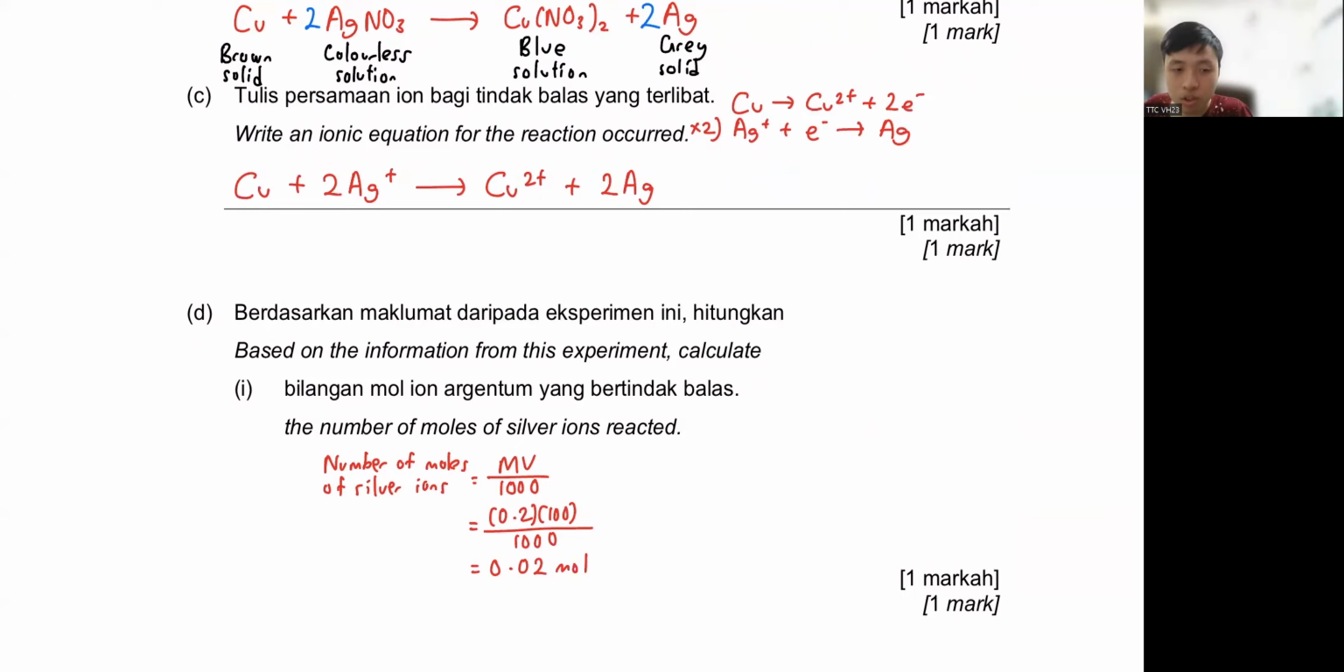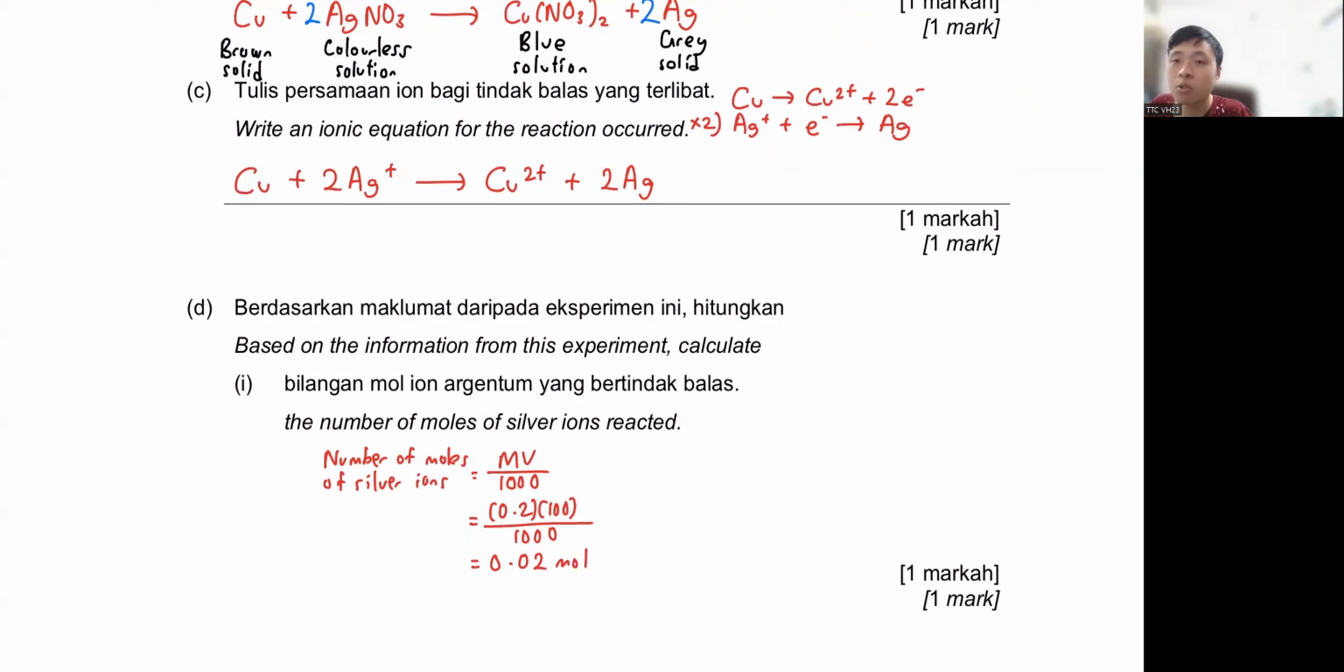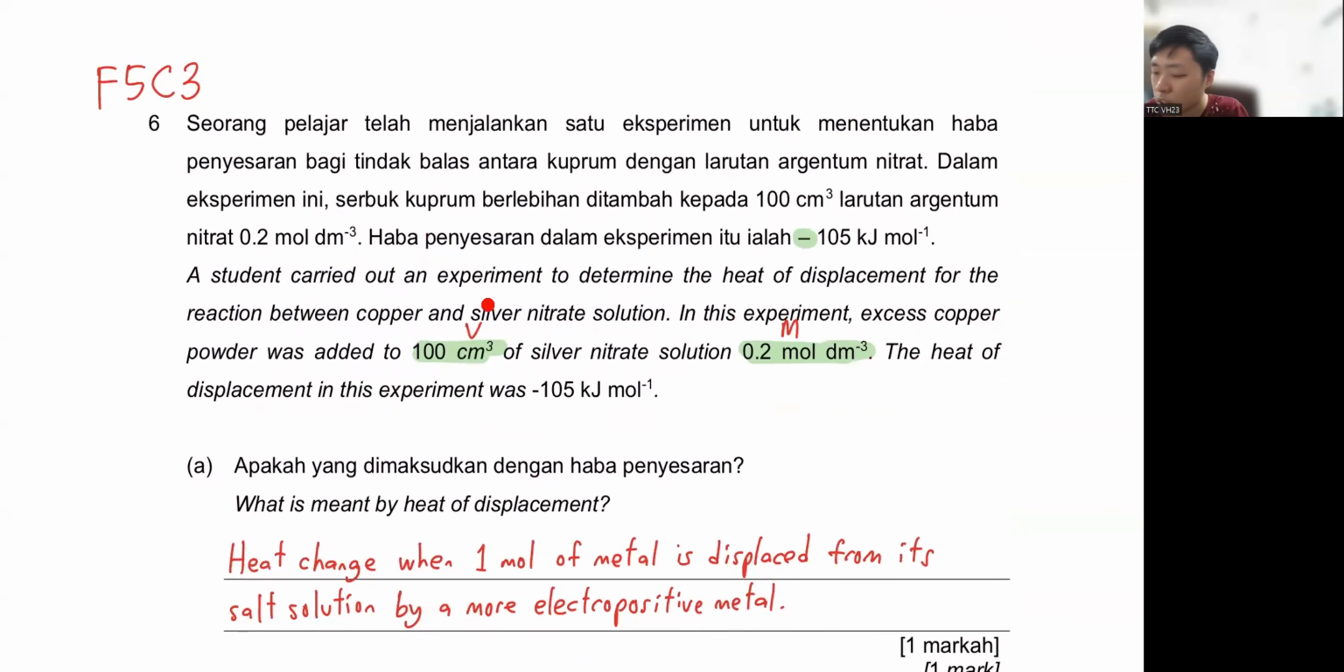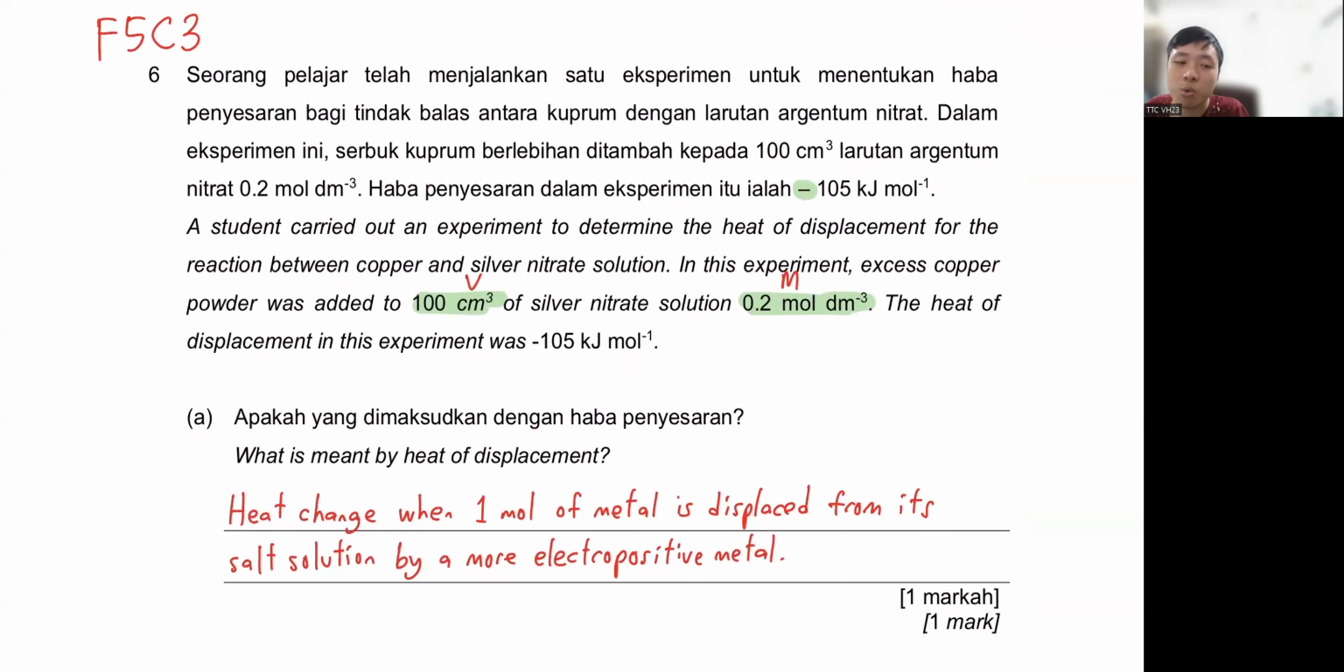Then for the next question, they want to find the heat released. Heat released is Q. Normally, you know Q equals m c theta. But here, do we have m? Yes, m is 100, the mass of water. Do you have c? Yes, 4.2. Do you have theta? No. They didn't give any theta, but they give delta H.